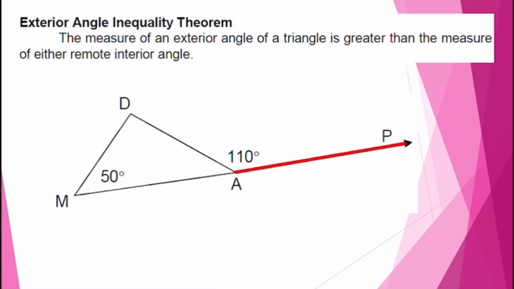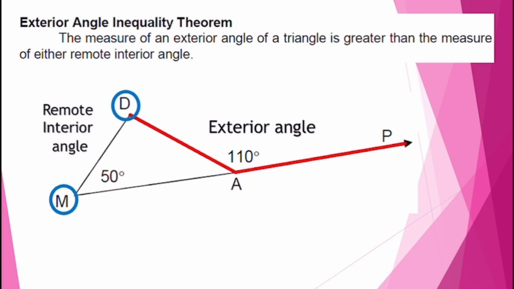Given the triangle DAM, line segment MA extends to point P. The degree measure of angle M is 50, and the degree measure of angle DAP is equal to 110 degrees. Referring to the illustration on the slide, angle DAP is an exterior angle. Angle M and angle D are the remote interior angles.